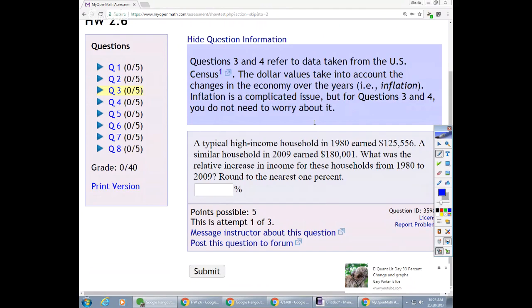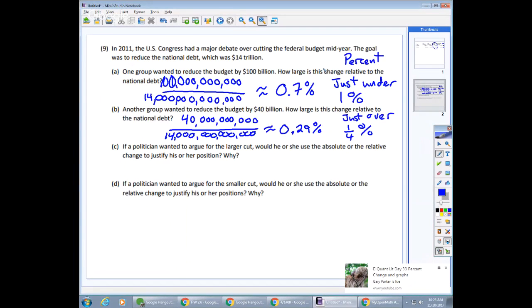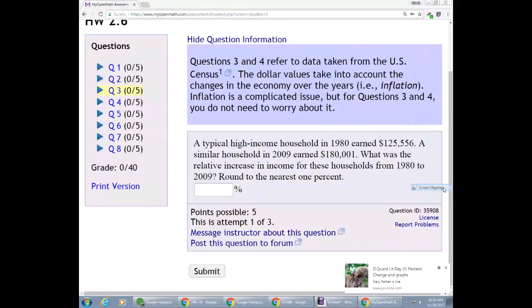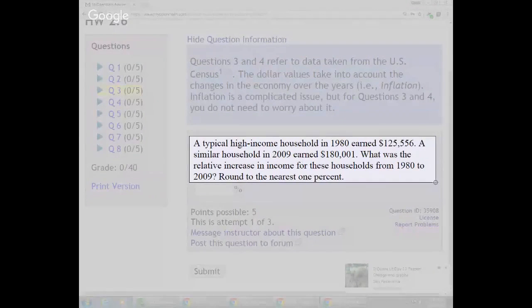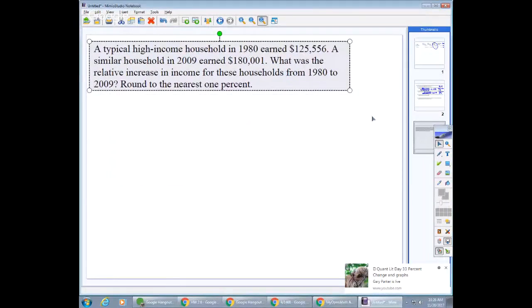I had $125,000. Okay, typical high income. Similar household in 2009, so quite a bit later, earned $180,000. So what was the relative increase for these households from 1980 to 2009? See if you can whip that out on your calculator. See if we agree with one another. And we want to round to the nearest percent. So write something down, give it a calculation.